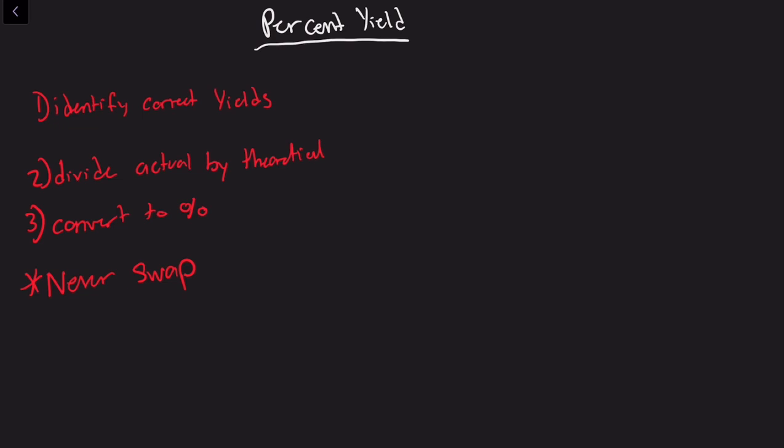But once you identify your correct yields, you want to divide the actual by the theoretical, so divide what you got by the total possible amount, and then multiply the decimal by 100%. And a good thing to think about is to never swap the two, as that's the #1 source of wrong answers.